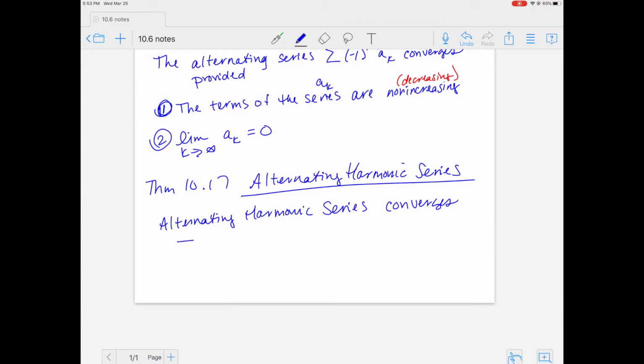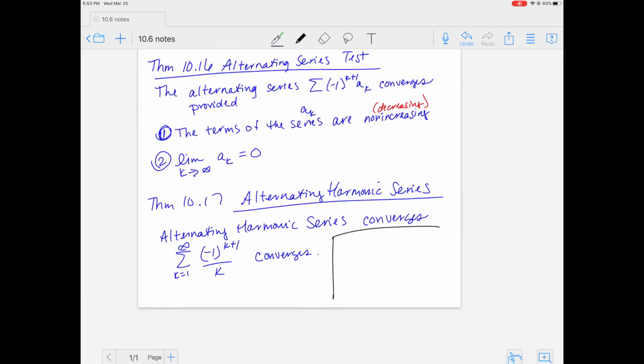That is, if I have my series, k going from 1 to infinity of (-1)^(k+1) over k, this converges. All right, so let's do a quick side check over here. If you were to take the absolute value of this, then you would just have 1 over k, and we know that diverges. So if that diverges, we know it's not absolutely convergent, so then we check here. My a sub k here is equal to 1 over k.